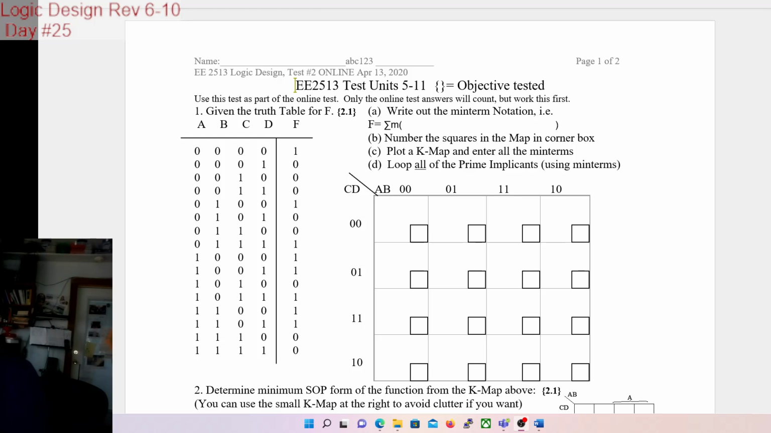Does it have an asynchronous set? Yes, it does. Is it active high or low? No bubble, so it's active high. We call that our asynchronous input because these are generally set up to be asynchronous, not controlled by the clock. All right? That's all for that.